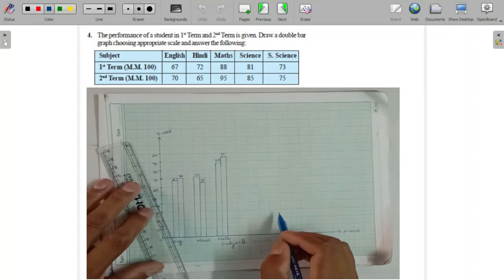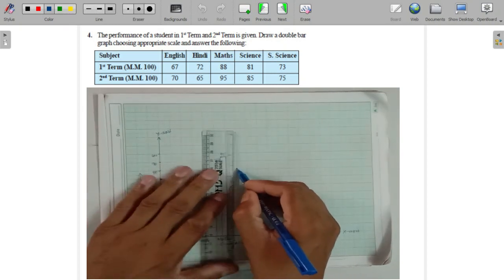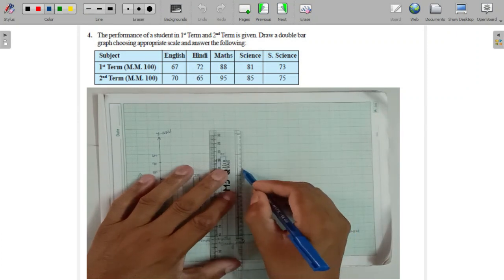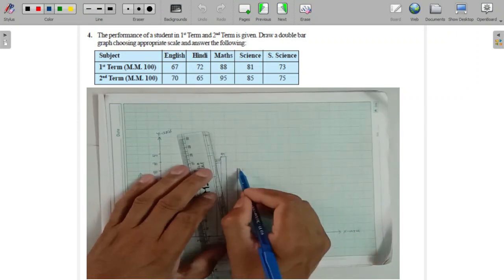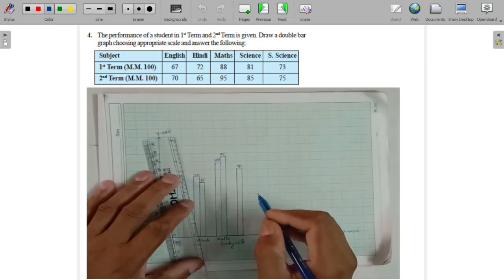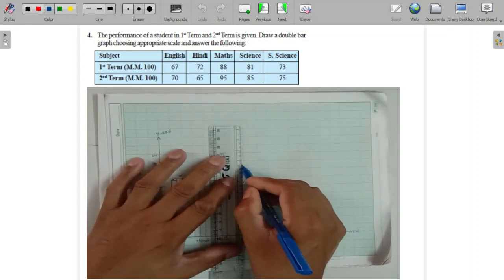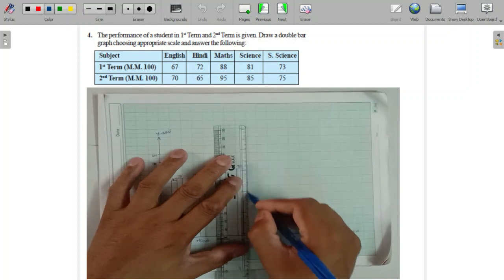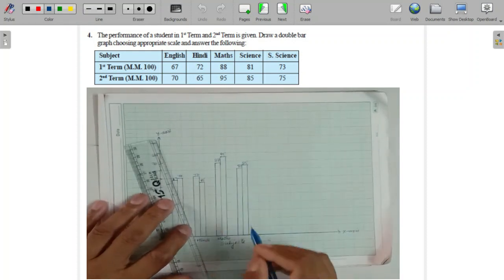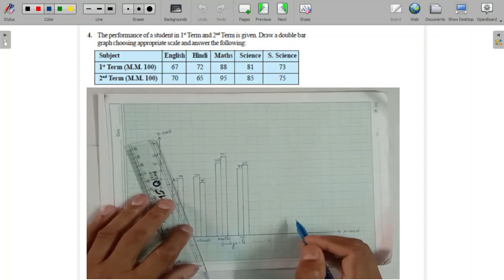Then science, first term marks, it is 81. That is after 80, you have to take first line. Draw this rectangle. Again from 5th line also. Join this. It is 81. And then second term, it is 85. You have to produce up to after 80, 5th line. Join this and write down 85. This is the double bar graph for science. Here write down science.